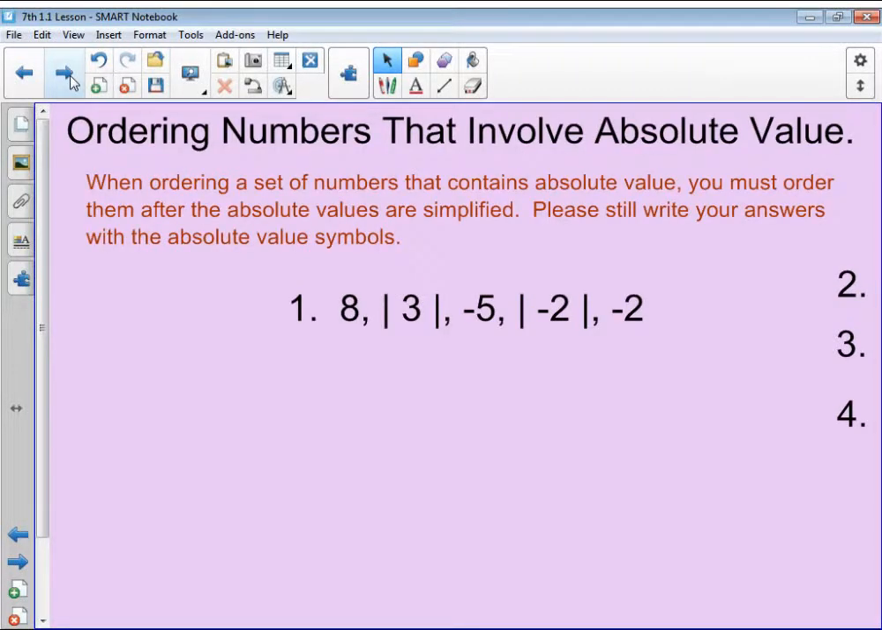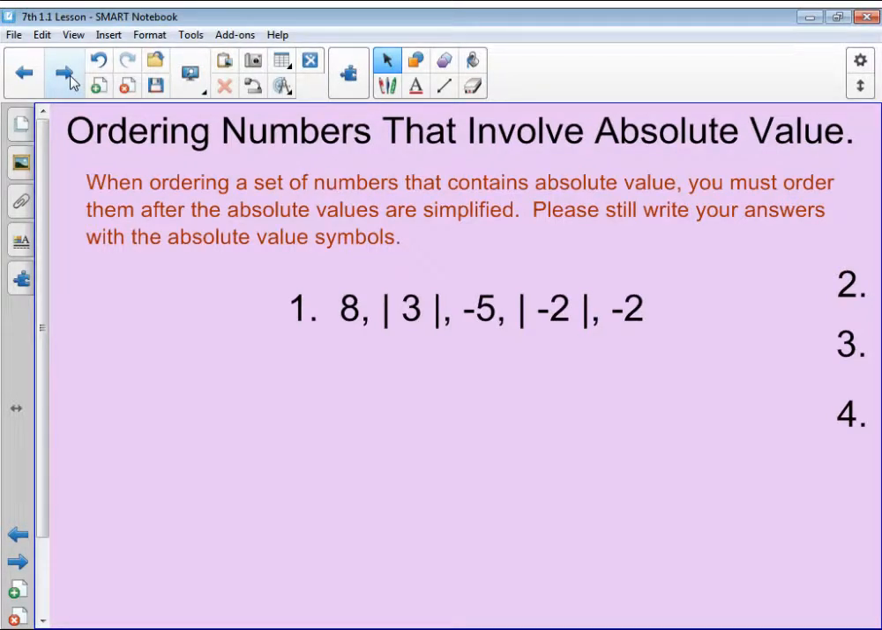Ordering numbers that involve absolute value. Here we're going to combine a couple of the different things that we have done in the last couple of days. So we're going to work with absolute value, and we're also going to work with a number line and putting numbers in order from least to greatest. Remember, when you work with negative numbers, the larger the digit, the less it is worth. If you have trouble with working with those negative numbers, you can always plot them on a number line.